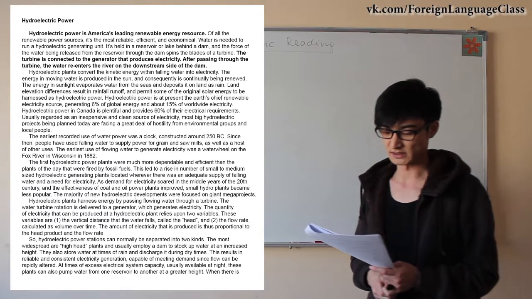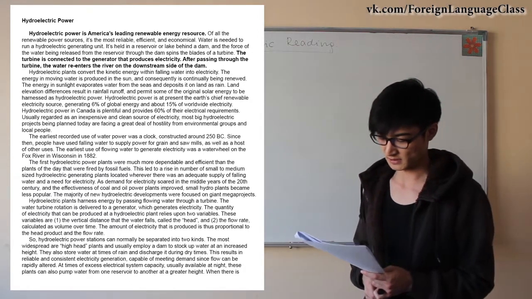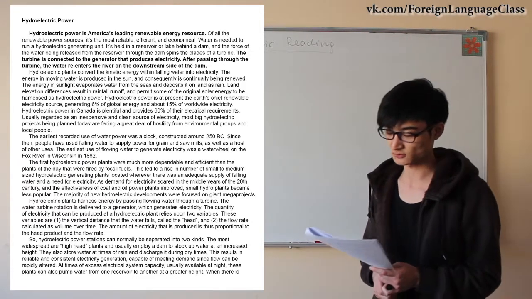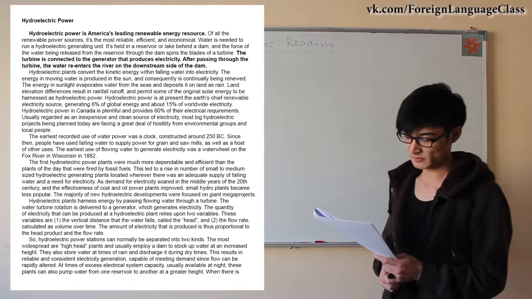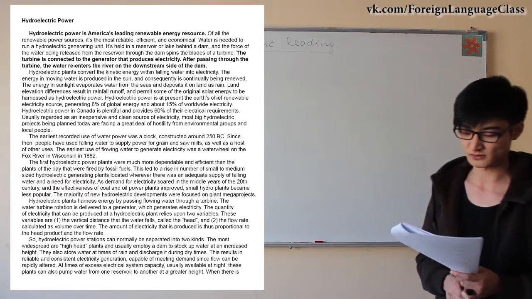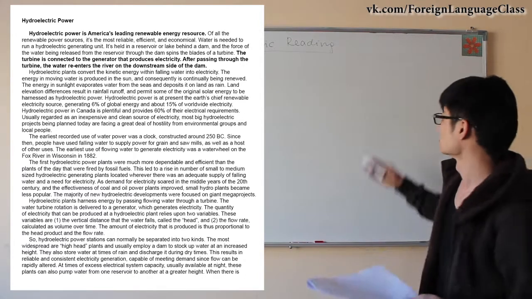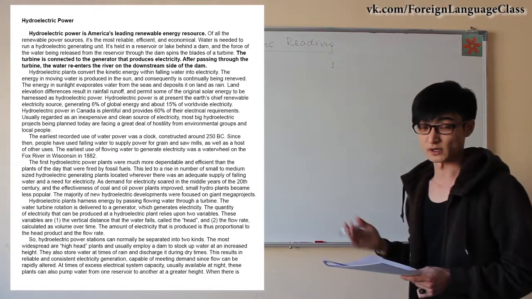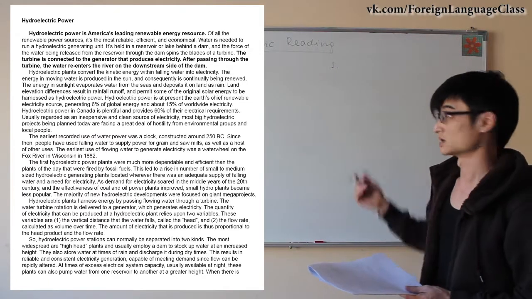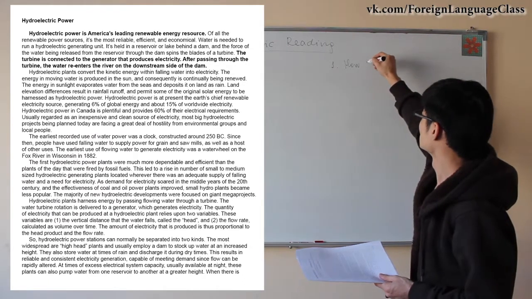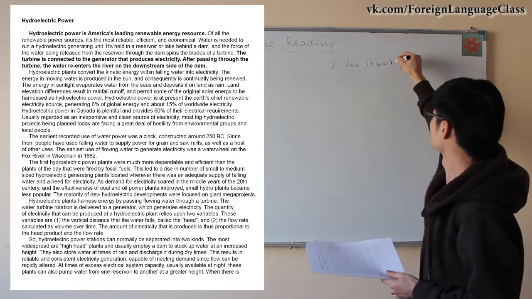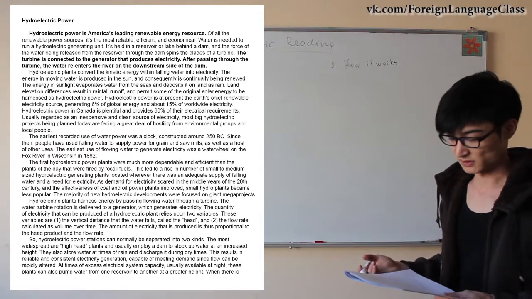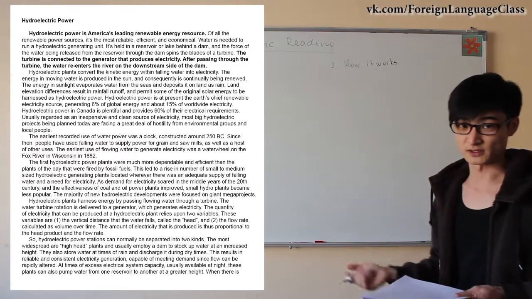Hydroelectric power is America's leading renewable energy resource. And the last sentence: the turbine is connected to the generator that produces electricity. After passing through the turbine, the water re-enters the river on the downstream side of the dam. So what may be the title of paragraph 1? Just how it works. According to the last sentence, this paragraph describes how hydroelectric power is produced.